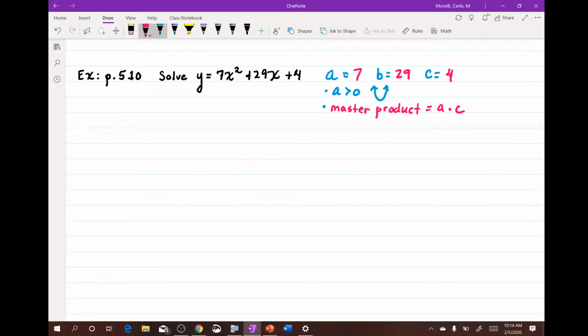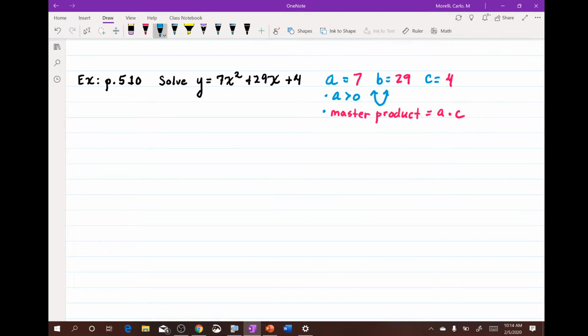Eduardo, what was A? 7. Okay. And Nathan, what's C? Samantha, what is 7 times 4? 28. So the master product for this quadratic is 28. Not too bad, right? It's just one step more than you did before. You treat that master product like you treated C.